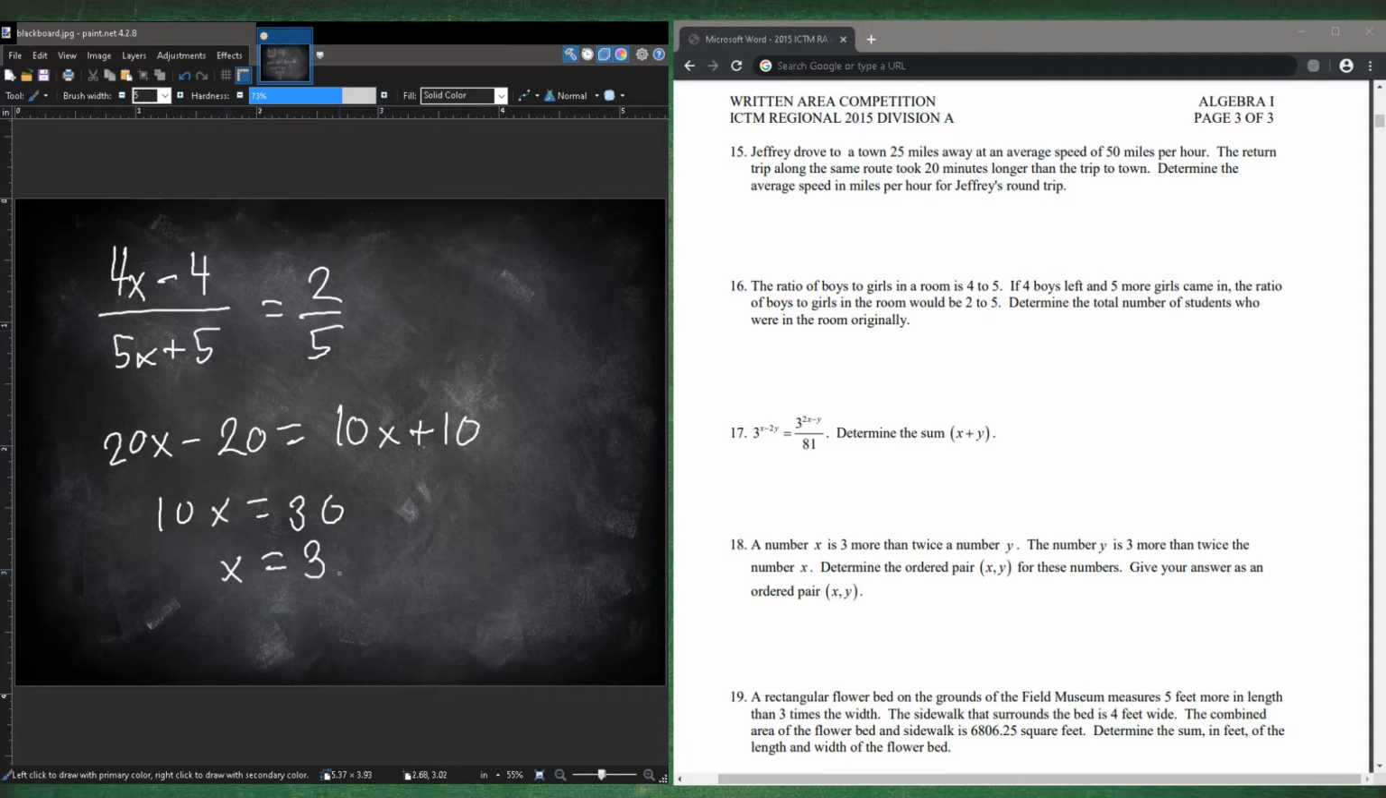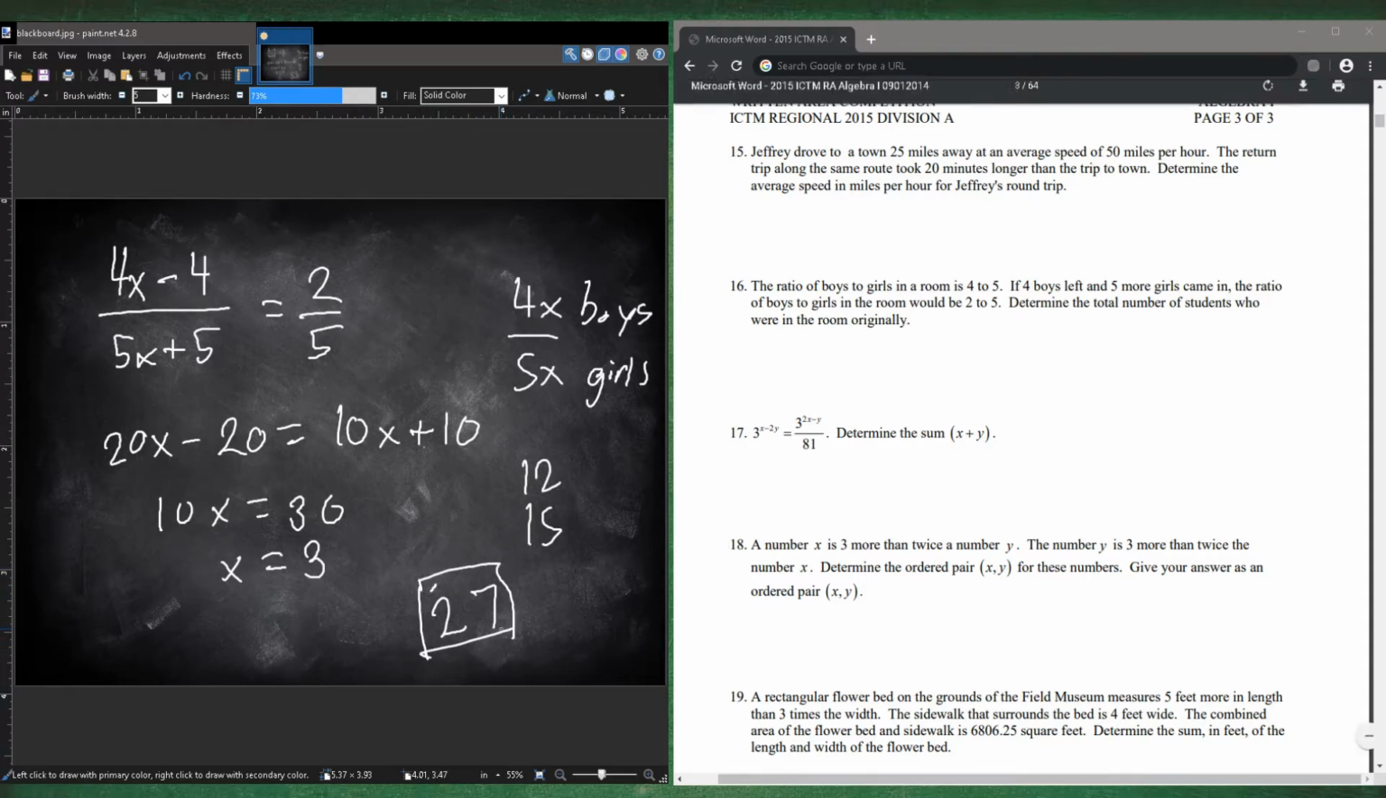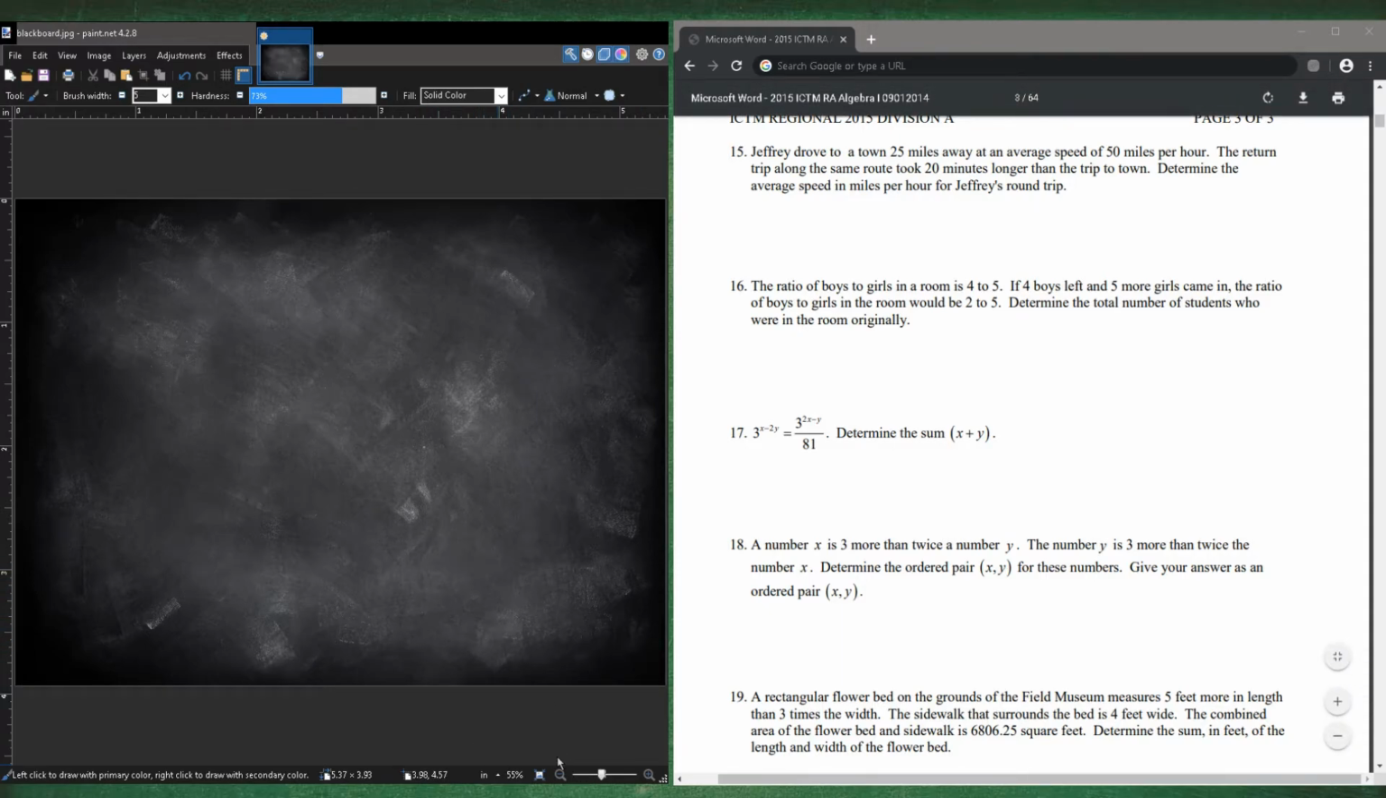So the original, we have a 4x and 5x because those were the original. So we had 12 boys because 4 times 3, and the amount of girls is 5 times 3, which is 15. So 12 plus 15 is 27. So there were originally 27 people, and that was basically it.